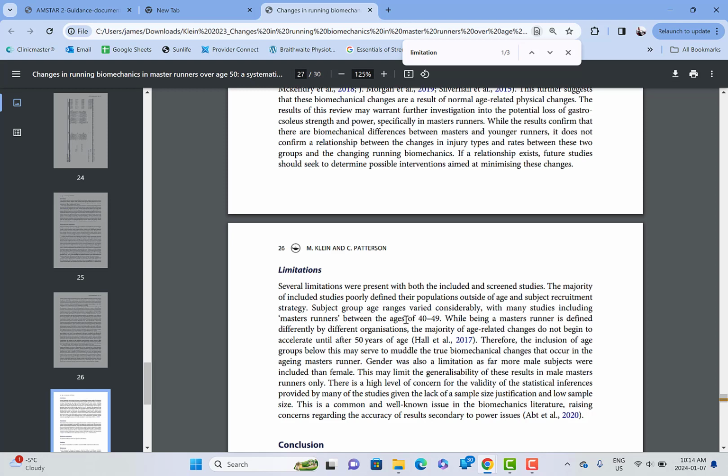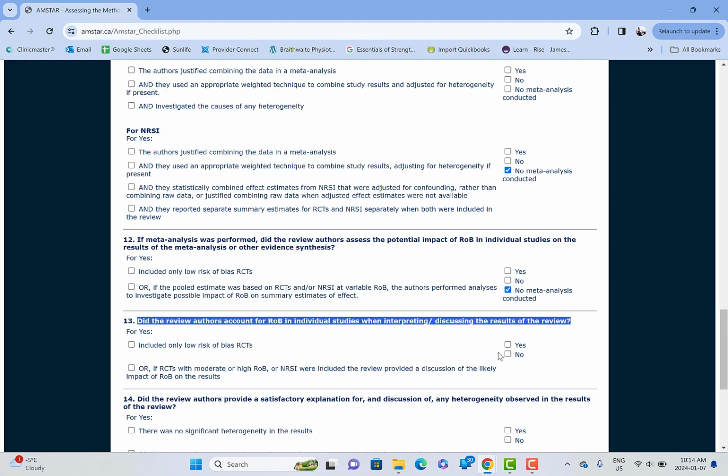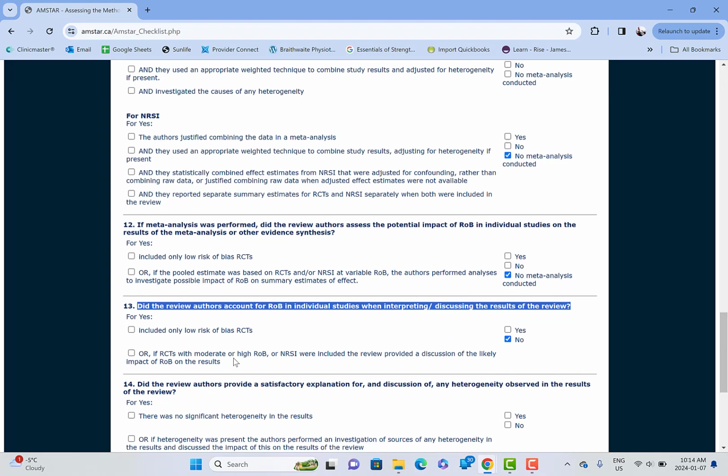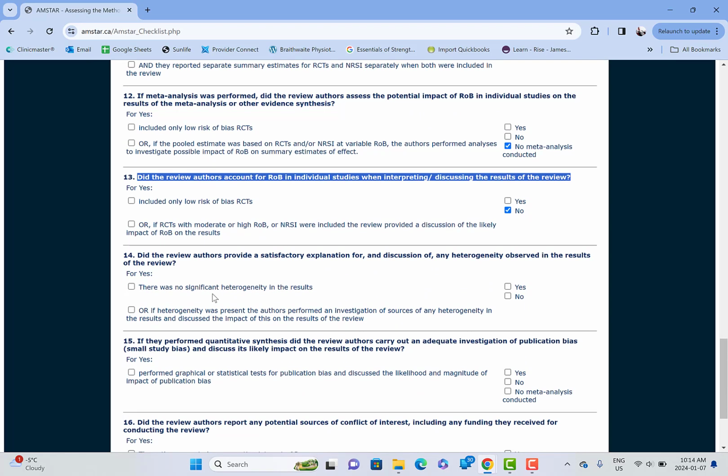The authors here, Klein and Patterson, also identify risk of bias associated with inconsistent definition of the master's age range, which could muddle results if younger runners were defined as master's level in some studies versus older runners in others. So because there was no formal discussion of that risk of bias assessment, the CADOX assessment that they did, I said no, even though it's a big gray. There was some discussion of risk of bias as I just described.